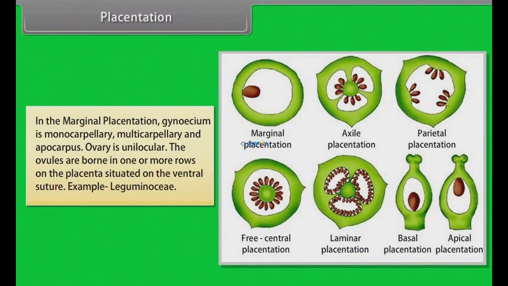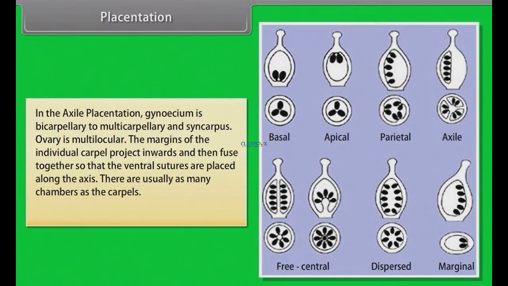In the marginal placentation, gynoecium is monocarpellary and apocarpous. Ovary is unilocular. The ovules are borne in one or more rows on the placenta situated on the ventral suture. Example: Leguminosae. In the axile placentation, gynoecium is bicarpellary to multicarpellary and syncarpous. Ovary is multilocular. The margins of the individual carpel project inwards and then fuse together so that the ventral sutures are placed along the axis. There are usually as many chambers as the carpels.